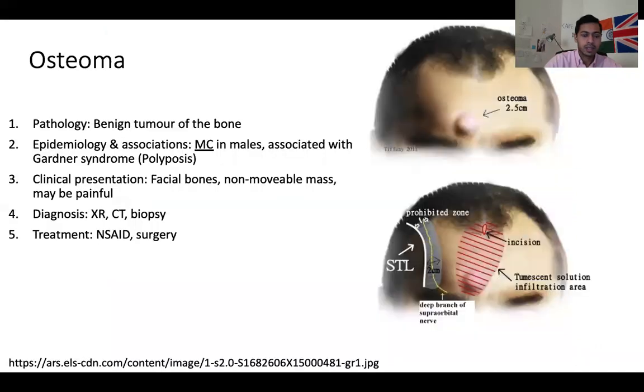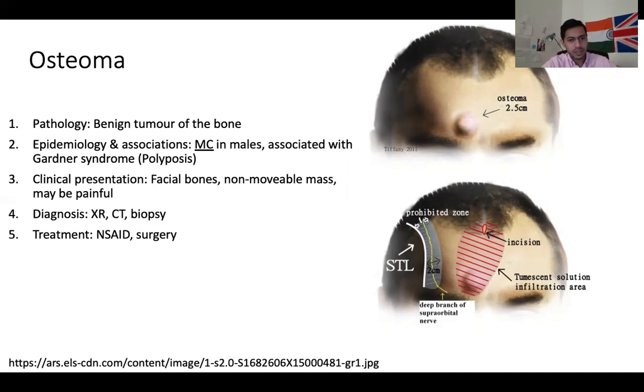So to start off, the first thing that we're going to talk about is a benign tumor of the bone. This is an osteoma, shown in this image. An osteoma is a benign tumor of the bone. It's usually more common in males, and it's associated with Gardner syndrome, which is a polyposis syndrome, a form of familial adenomatous polyposis. So, multiple polyps in the digestive tract.